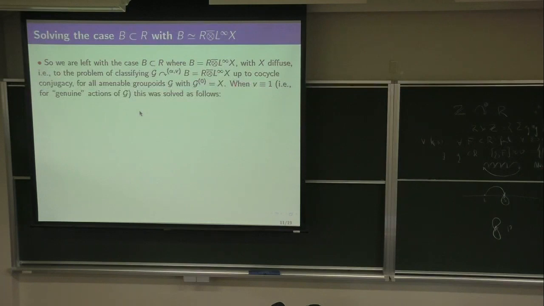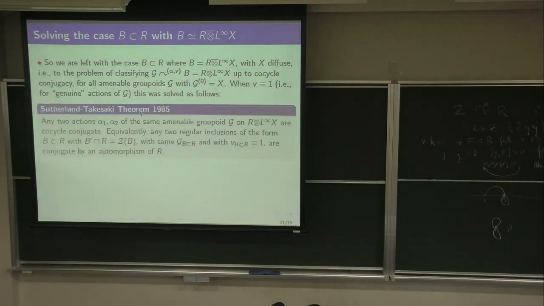Now, when the cohomology is trivial, so when there is no twist, this was solved by Sutherland and Takesaki in 1985 by their theorem. They proved that any two actions, alpha 1 and alpha 2, of the same amenable groupoid G on this algebra are cocycle conjugate, equivalently any two regular inclusions like that with trivial cohomology are conjugate by an automorphism of R, okay?